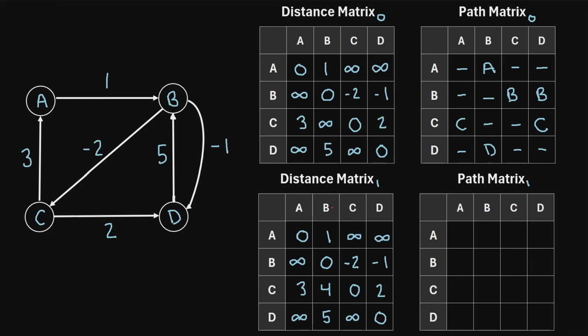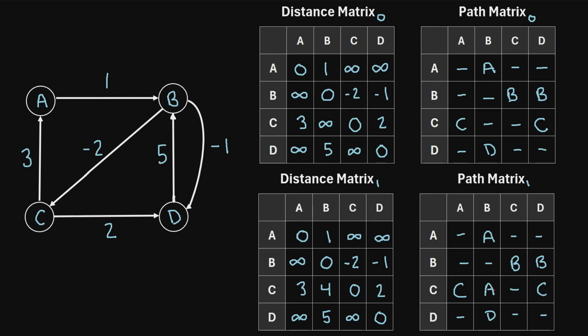Now, for this particular iteration, we'll notice that there was only one update that we actually made, and that was going from C to A to B, which produced a distance of 4. So when we update our path matrix, it will be the exact same matrix, except from C to B, the most recent node that took us to node B would be A. So here's what that looks like. So again, the only update that we actually made in the path matrix this time was just putting an A right here.